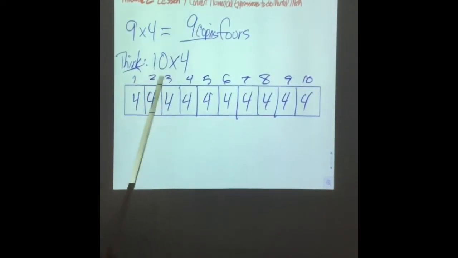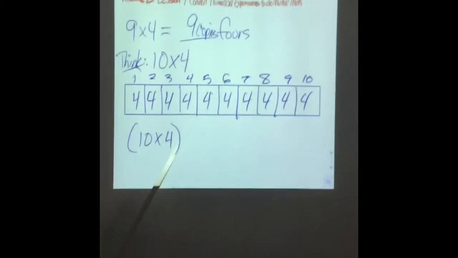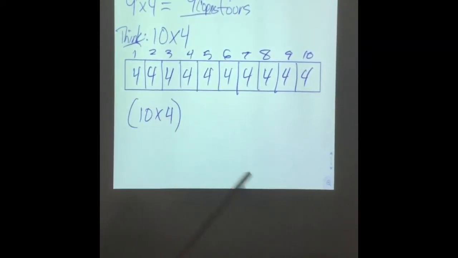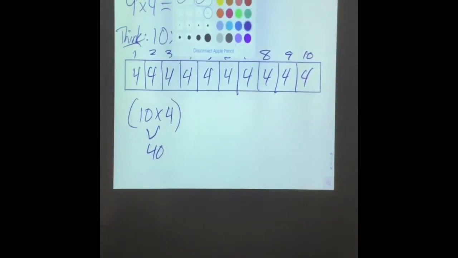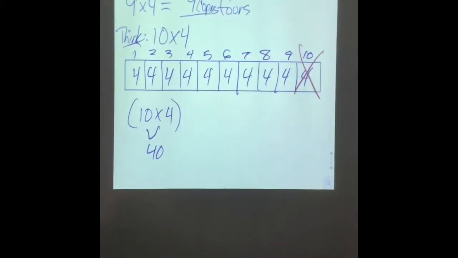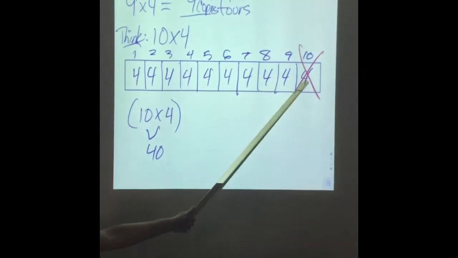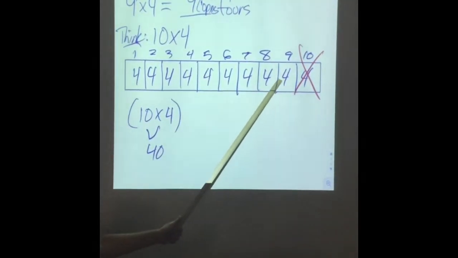Because we know what the answer to 10 4s is, right? Yes. All right, so I'm going to put in parentheses 10 times 4. Okay? So 10 times 4. Do we know what 10 times 4 is? 40. We do know it's 40, don't we? We don't want 10 times 4, we want 9 times 4, right? So what are we going to do to this box over here? Well, we want to get rid of it, because we don't want 10 4s, we want 9 4s, 9 copies of 4.